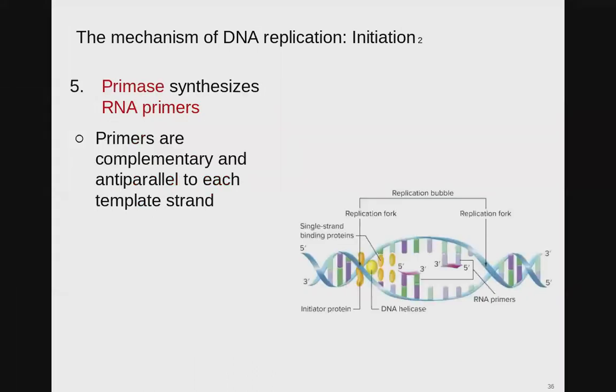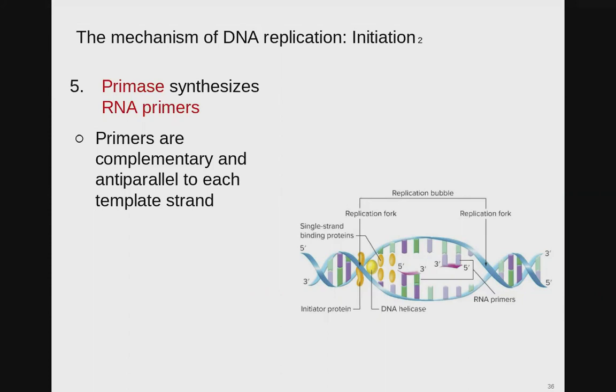Then we have primase. You should recognize it's an enzyme because it ends in ASE. This synthesizes RNA primers. Now, these are anti-parallel to each template strand. So you'll notice that on this strand we're going 5' to 3', so they're anti-parallel, 3' to 5'. Same thing for here. And they're synthesized on a very short section. RNA primer length varies. It shows you here it's 2, but they're typically between 7 and 15 bases. It just depends on the organism.